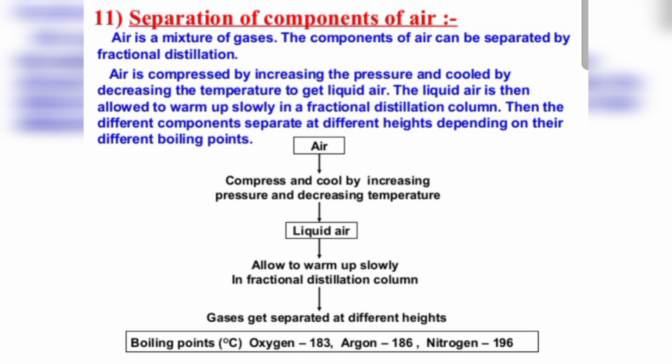So at this temperature nitrogen starts boiling off from the liquid air. Oxygen, having the highest boiling point, that is minus 183 degrees Celsius, is left behind and then filled in the cylinder in compressed state. So which gas starts boiling first, which gas has the lowest boiling point? We can say nitrogen. Air is compressed at a pressure of 200 atmospheres and cooled to a temperature of minus 200 degrees Celsius.